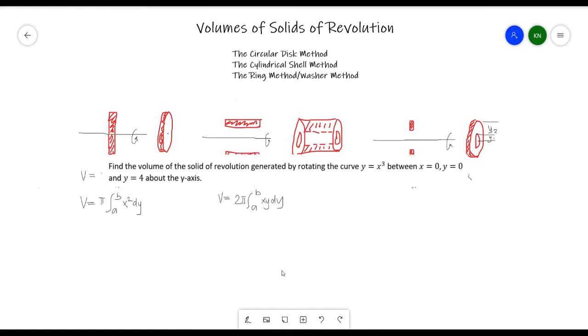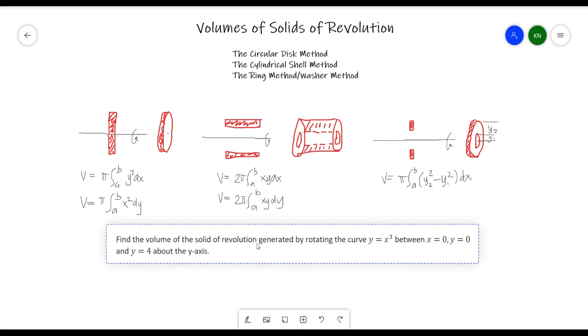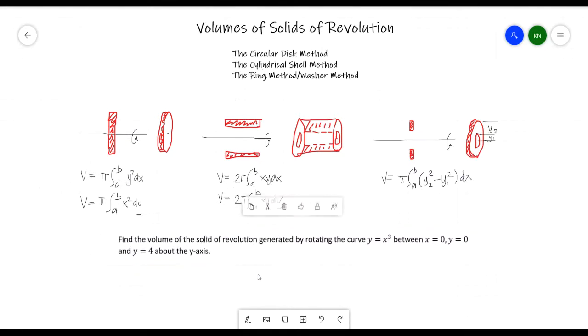For example, we have here the problem: find the volume of the solid of revolution generated by rotating the curve y is equal to x cubed between x is equal to 0, y is equal to 0, and y is equal to 4 about the y-axis. By about the y-axis, we mean that our strip is rotating around the y-axis.